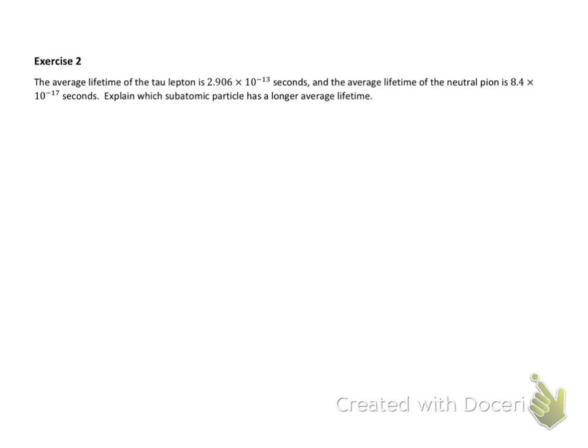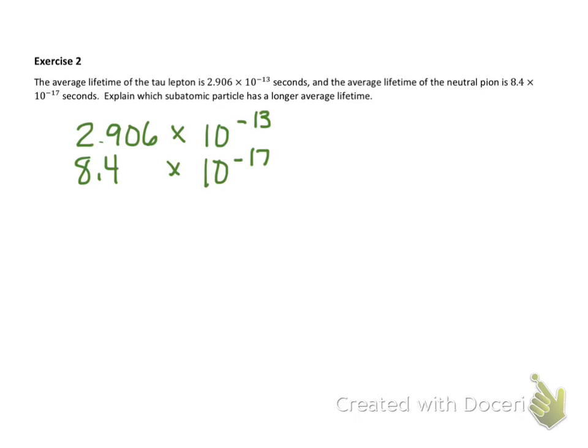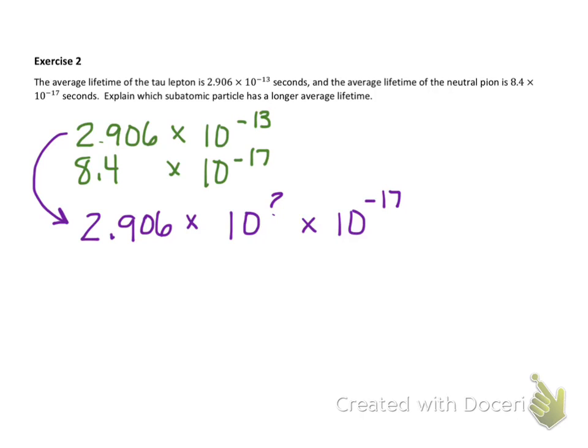Okay, so you've done this problem, so I'm just going to quickly go through the solution so you can check yours. And so these are the numbers that we're trying to compare. We want to change one of them so that they both have the same power of 10. Now you could change one or the other. It doesn't matter which one you work on. So I'm going to change the 2.906.